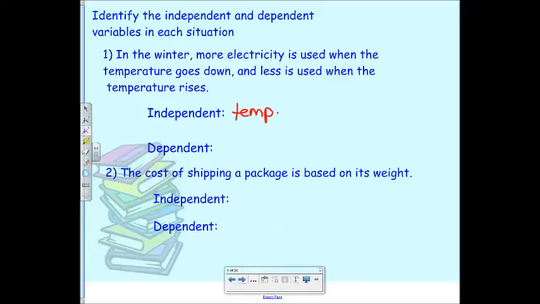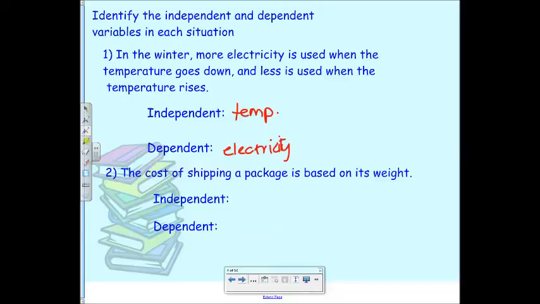Why is that one the independent variable and the other the dependent variable? Why is the independent variable the temperature? Because if the temperature goes down, then less electricity is going to be used. Good. Okay, so when you're sitting at home and all of a sudden you hear your air conditioner start, does that happen? All of a sudden it kicks on. What makes it kick on? Electricity.